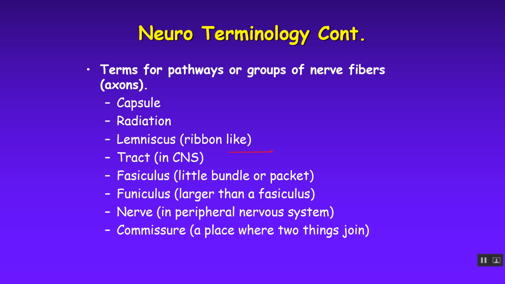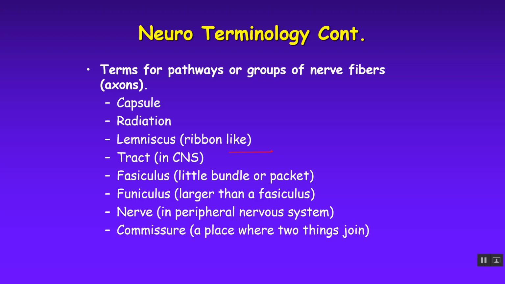So if you hear the term tract, that's just, again, axons, a bunch of axons. If you hear the term fasciculus or funiculus, those are all axons. Fasciculus means a little bundle or packet. A funiculus is a little larger than a fasciculus, so it's a bigger bundle or packet. Okay, and the nerve, or a commissural fiber, or commissure, a place where two things join.